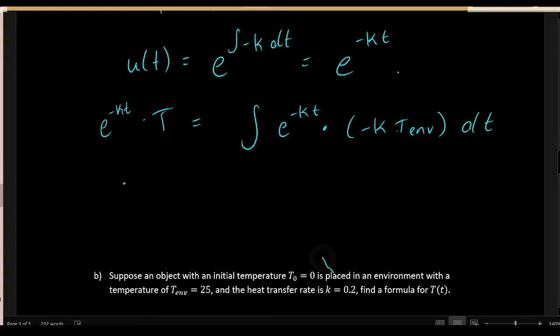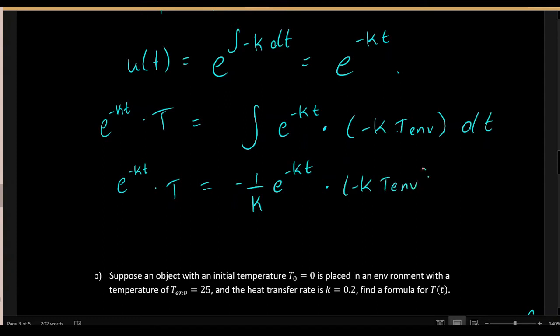So let's go ahead and finish this integral. We have e to the negative k times lowercase t multiplied by capital T. Now this negative k times the temperature of the environment, that's all just constants. Really, my attention is on this exponential term. And so if I integrate that, I get a negative 1 over k from chain rule times negative k times the temperature of the environment. And of course that negative k and this negative k cancel out. Then we have our infamous plus c.